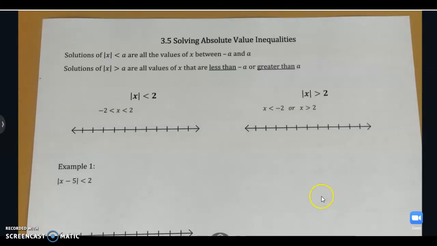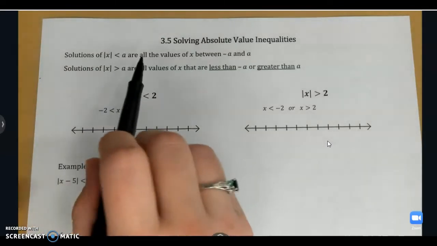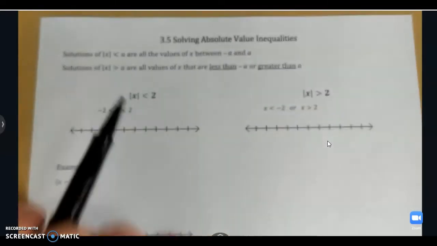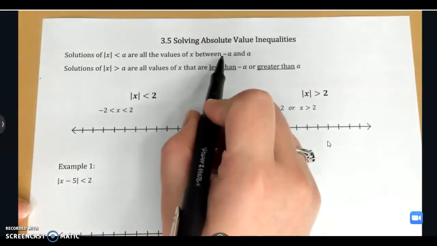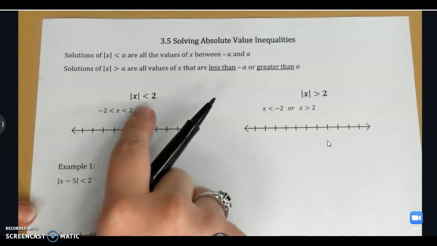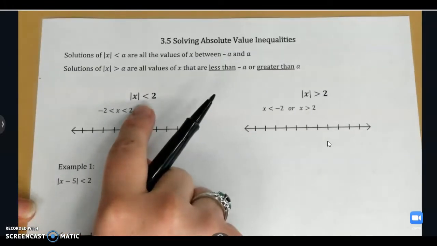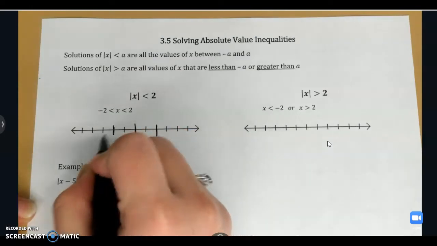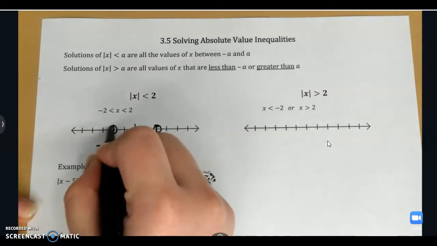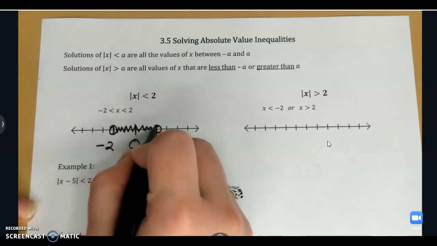So this is our solving absolute value inequalities notes. Remember from our human number line, when we had values that were less than our number, this was all the people between the positive and negative end of that number. So for example, the absolute value of x being less than 2, that's going to be all of our values between positive 2 and negative 2. And this does include 0.